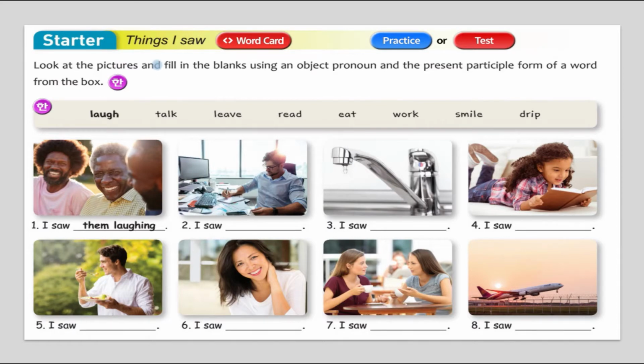Starter, things I saw. In things I saw, we look at the pictures and fill in the blanks with an object pronoun. Here, them is the object pronoun, and laughing is the present participle. So we learn how to describe what opposite people are doing. Yes, the action of the object.